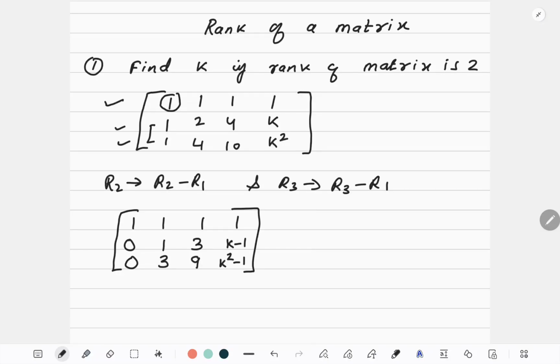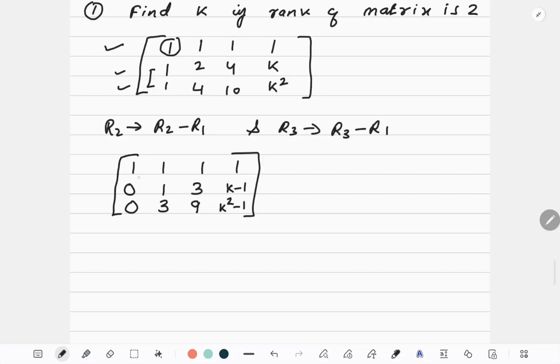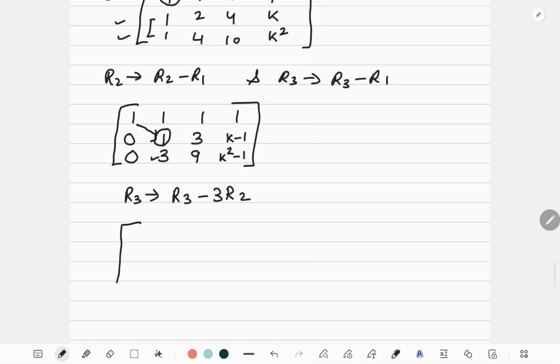Right? So my first target is achieved. The first element is 1 and below that all are 0. Again I'll repeat, the first element is preferably 1, if it is working easily. Otherwise I can manage with other numbers also. Now next step. Now move diagonally like this. Make this element 1, which is already 1. Good for me again. Now using this element, make this 0. So in R3 I will apply R3 minus 3R2. What will it give me?